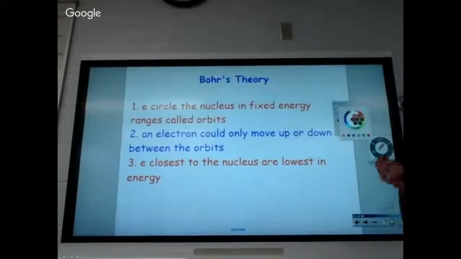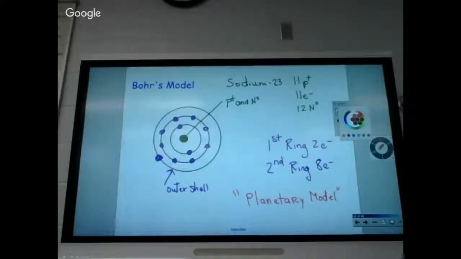So, Bohr's theory. What do you need, dear? I'm just writing. Bohr's.